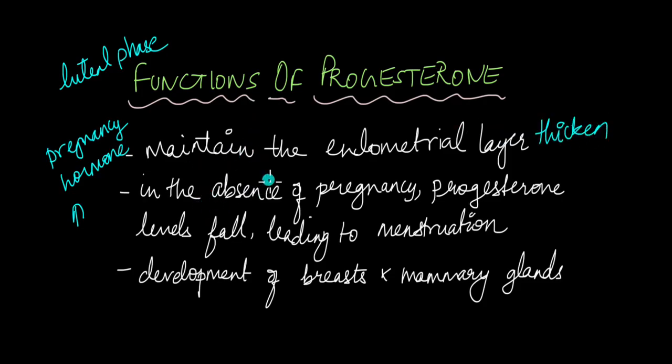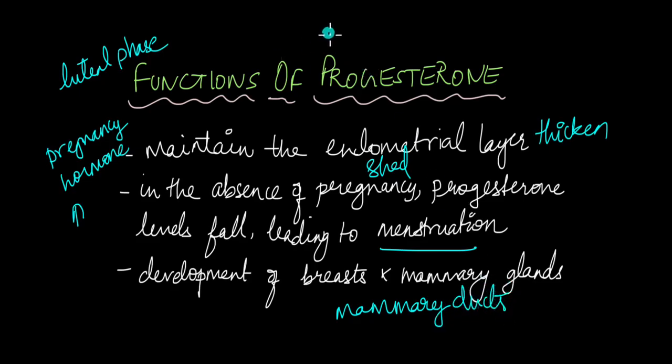In the absence of pregnancy, progesterone levels begin to decrease. Because the corpus luteum can produce only so much progesterone, with no progesterone to maintain it, the endometrial layer is shed by the process of menstruation. If pregnancy does occur, progesterone is involved in the development of the breasts, mammary glands, and the mammary ducts. After pregnancy ends, that is after giving birth, progesterone is also involved in the production of milk, which is the lactation process. So this is all about estrogen and progesterone.